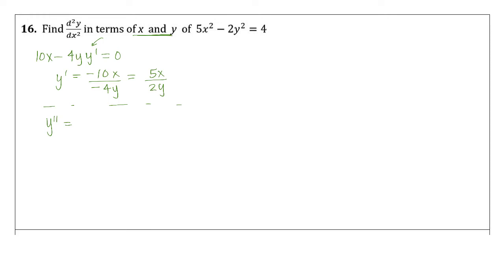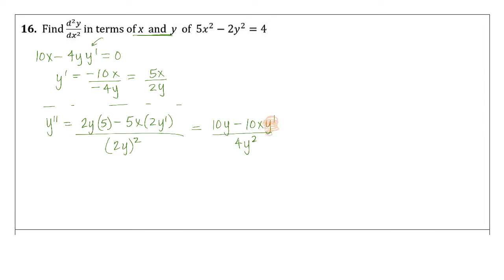And we're going to have to do our quotient rule. So we have the bottom times the derivative of the top minus the top times the derivative of the bottom, and that's all over the bottom squared. And this is going to be where we have to go back and solve out some things. Now this is going to give me 10y minus 10x y prime all over 4y squared. Now here's the problem. It looks like we might be done, but we're not, because we've got this y prime.